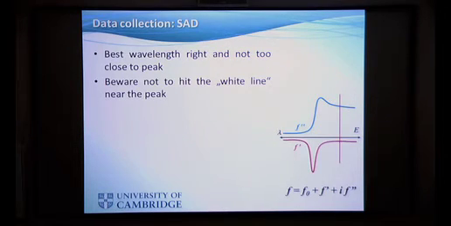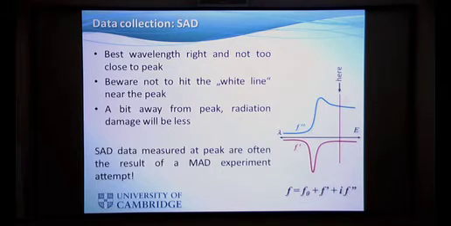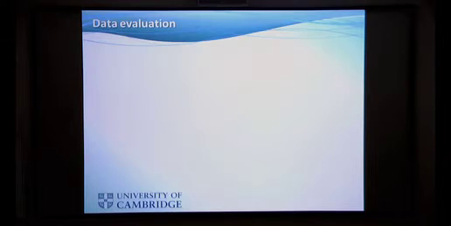Don't hit the white line near the peak. Measure a little bit away from the peak to have less radiation damage. There are very many SAD data sets in the PDB, or some at least, that are measured at peak, and this is usually the result of a MAD experiment where the crystal died. Which is, I mean, if they still could phase it, why not?